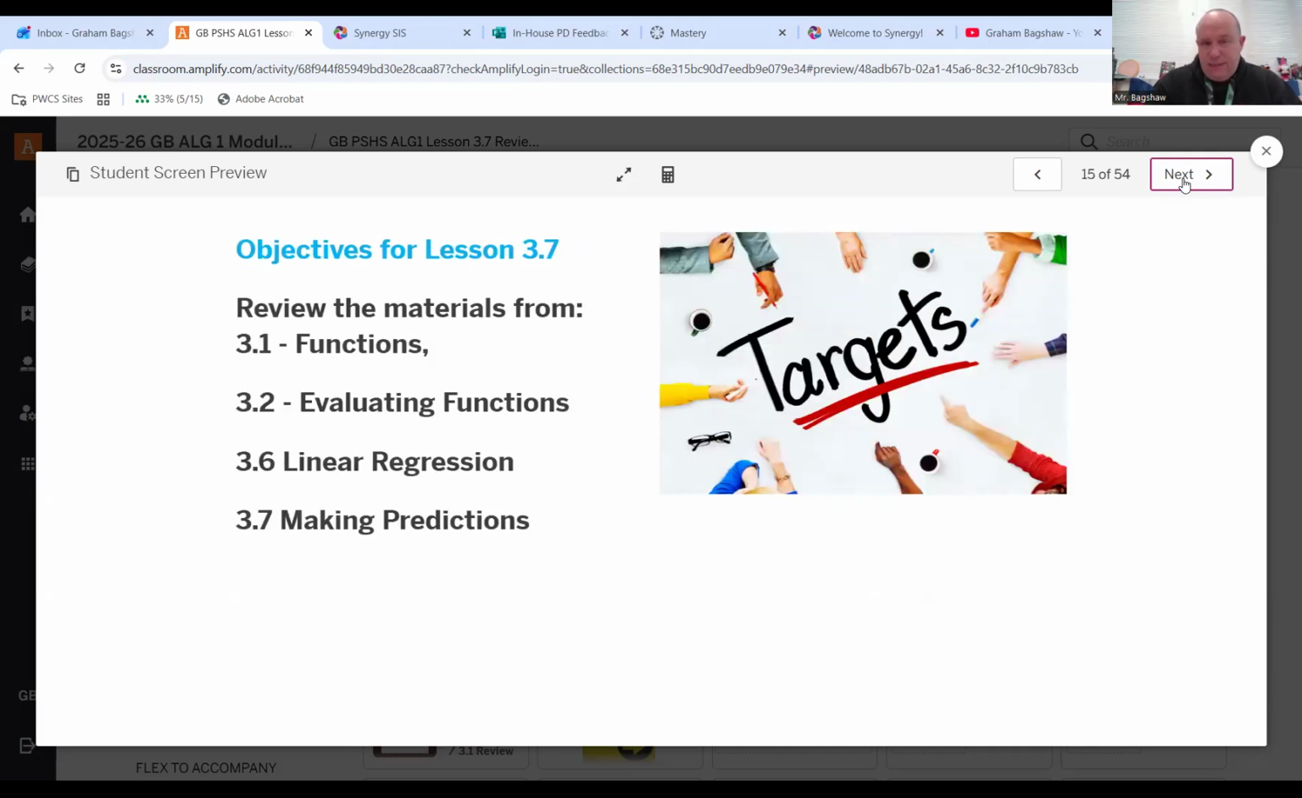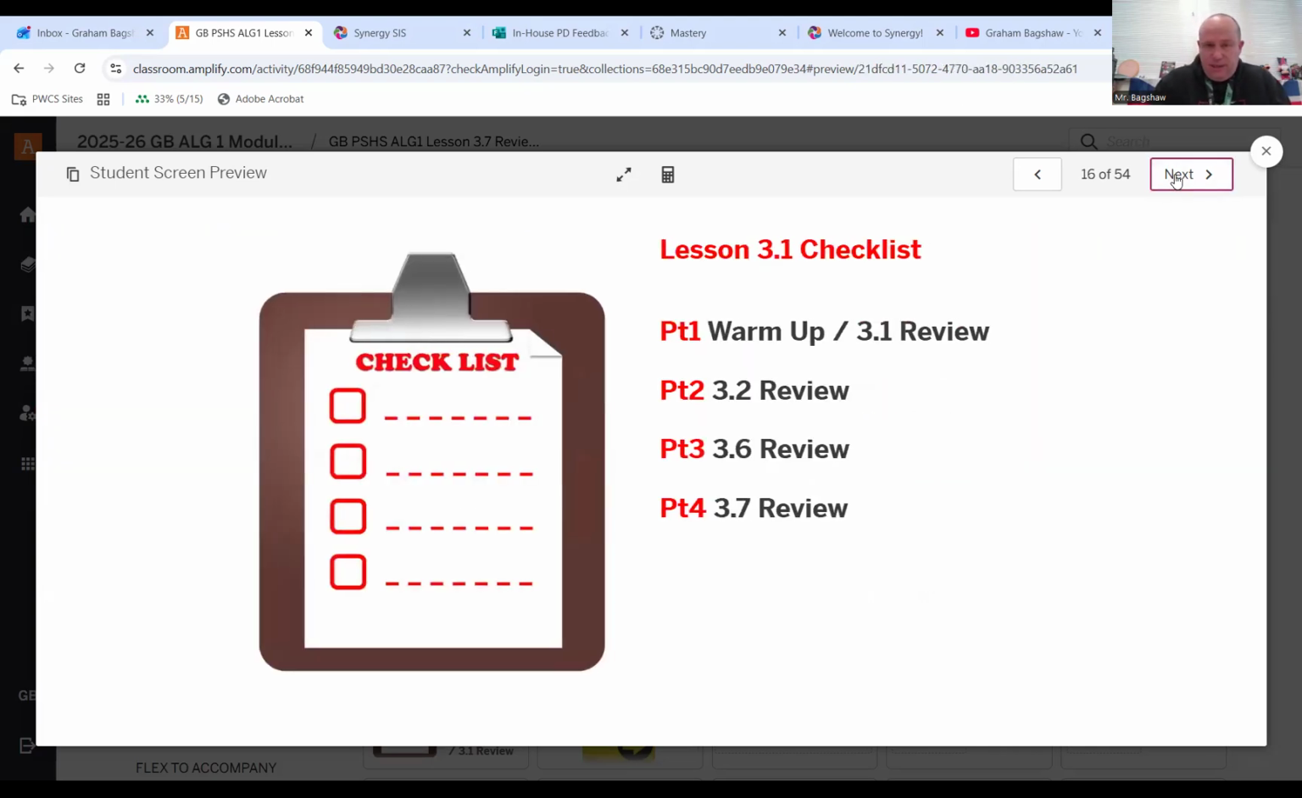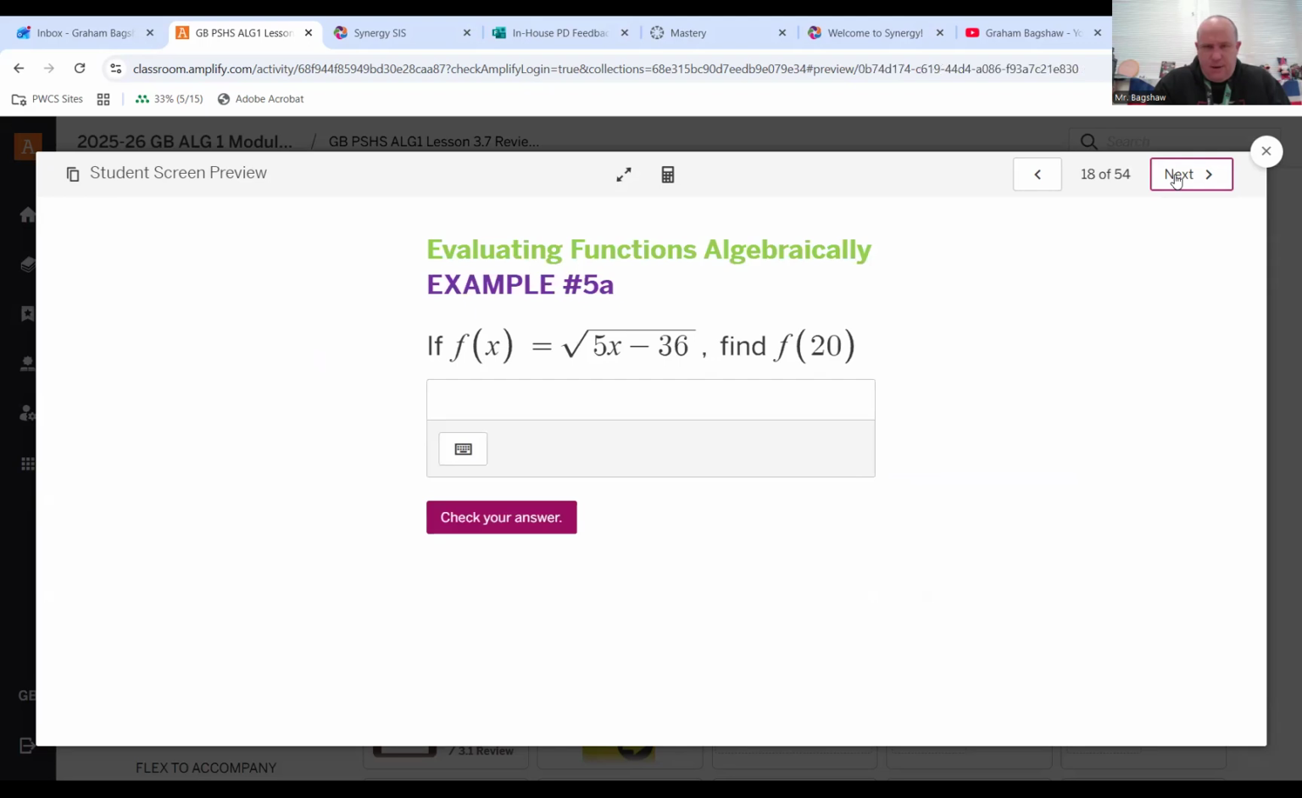And that's actually the first section of the test. So functions, and then evaluating functions. Linear regression and making predictions kind of come together. So we just split those questions up a little bit. So there's going to be basically 4 questions in each of the 3 sections that we're actually going to look at. So let's look at lesson 3.2.